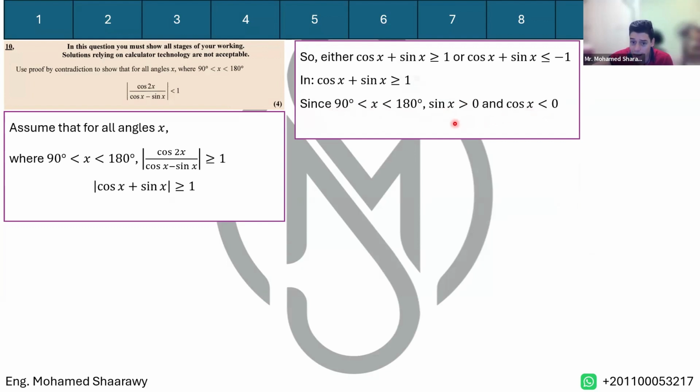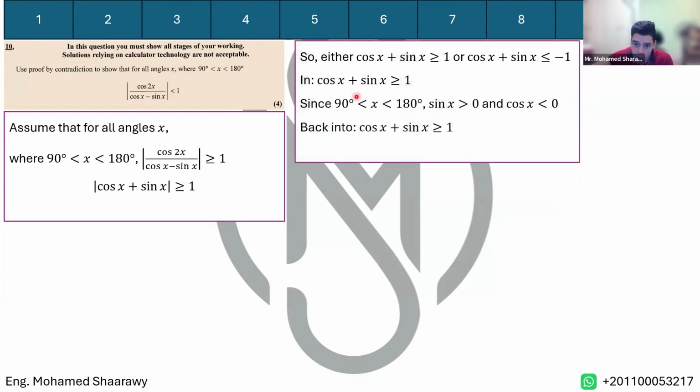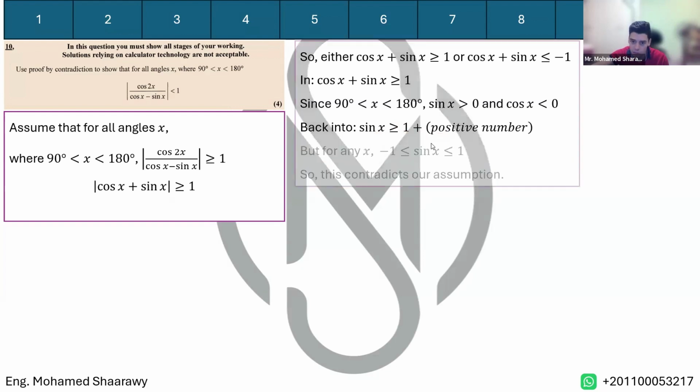And actually, I can now see a contradiction. Why is that? If you try to make sine the subject here, subtract cosine from both sides. This cosine is a negative number, and 1 minus a negative number is 1 plus a positive number. And you know that sine x can never be greater than 1. This is impossible for any value of x. So that's a contradiction. This is the first thing.